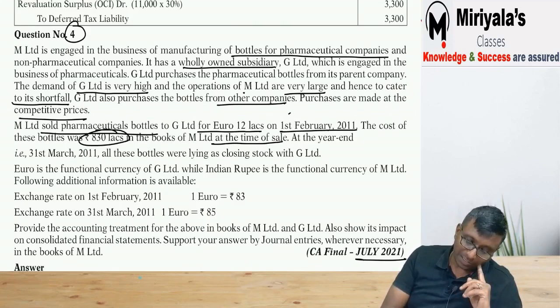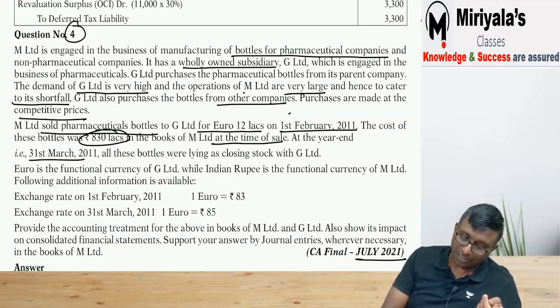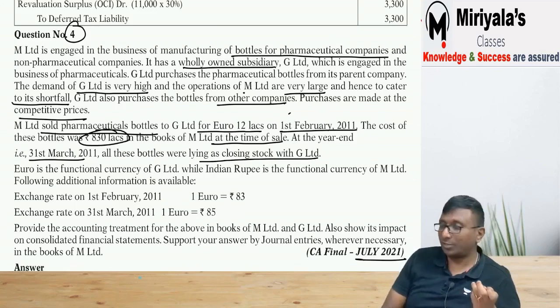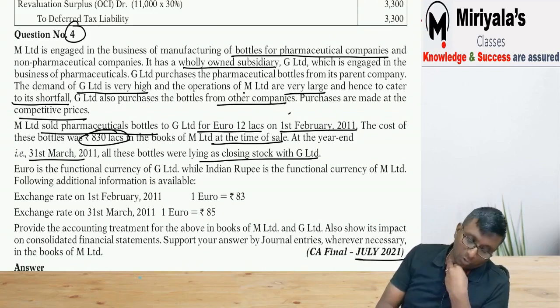At the year end, what is the date? 31st March, sir. 31st March means just 2 months. All these bottles were lying as closing stock with G Limited. Okay. Euro is the functional currency of G Limited. Indian rupee is the functional currency of the parent company.